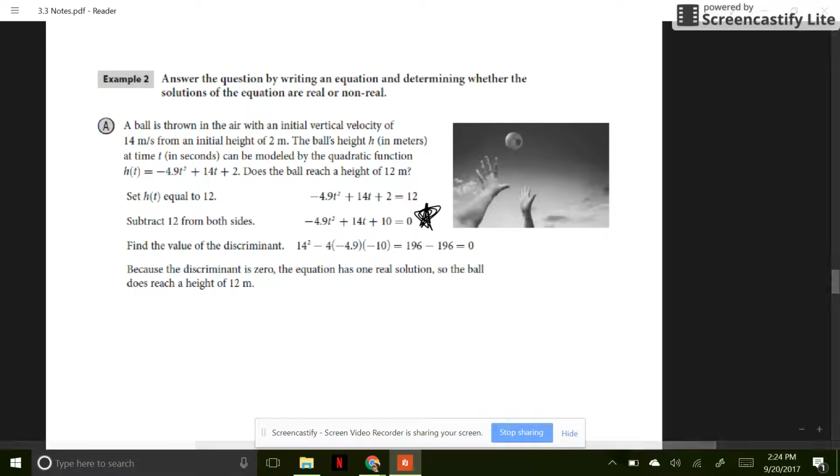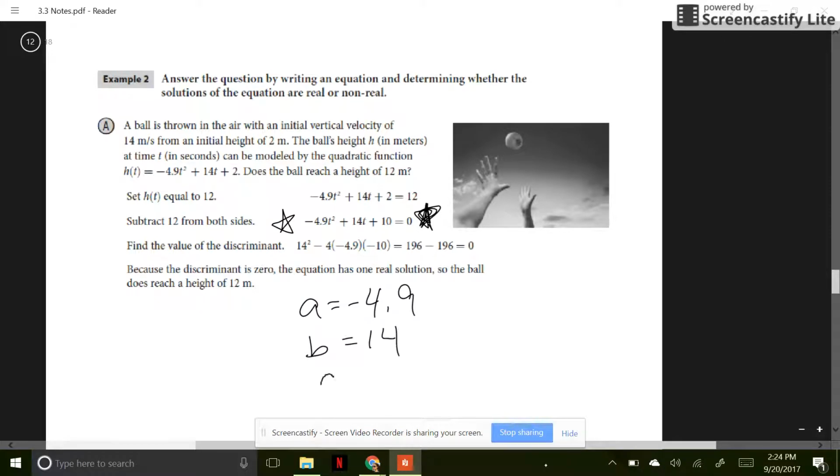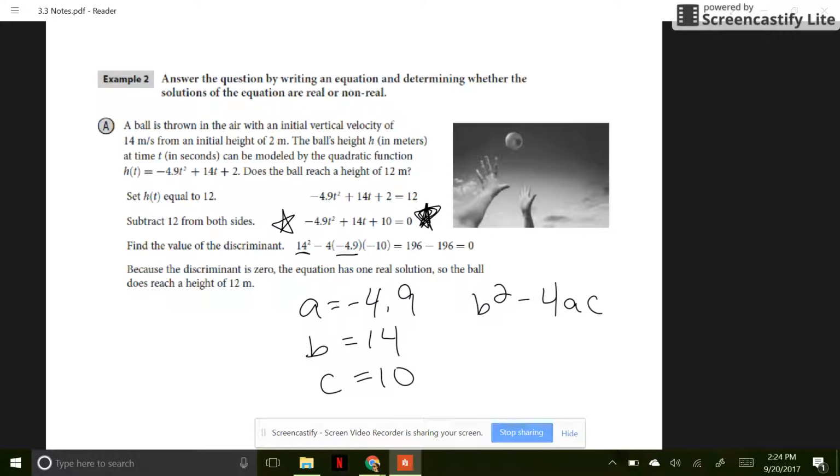So the key here is when we look at our function at this point, our a value is negative 4.9, b is 14, and c is 10. So that's what we're going to plug into our b squared minus 4ac. So b, 14 squared, minus 4 times a, negative 4.9, times c should be positive 10. Should be positive 10 there.